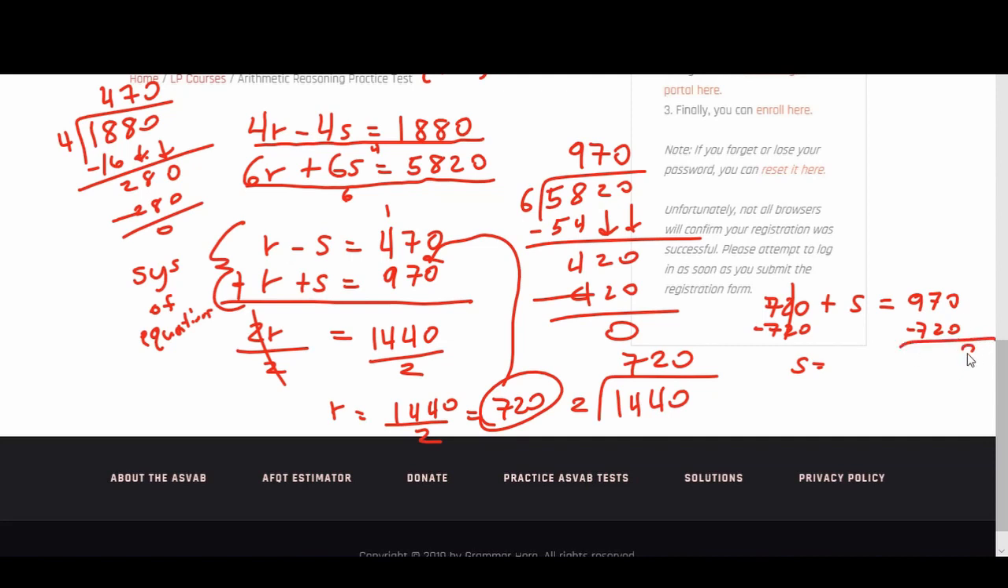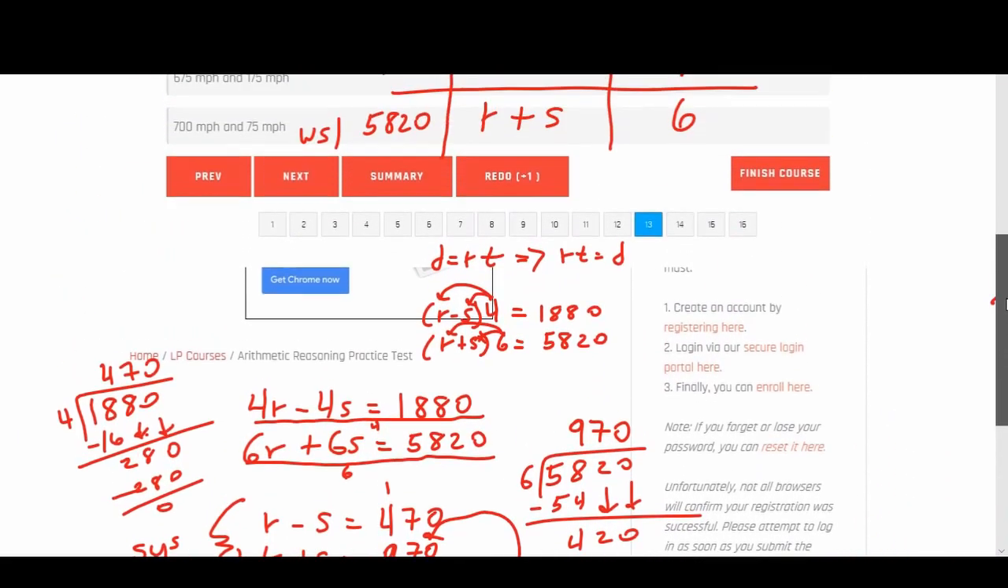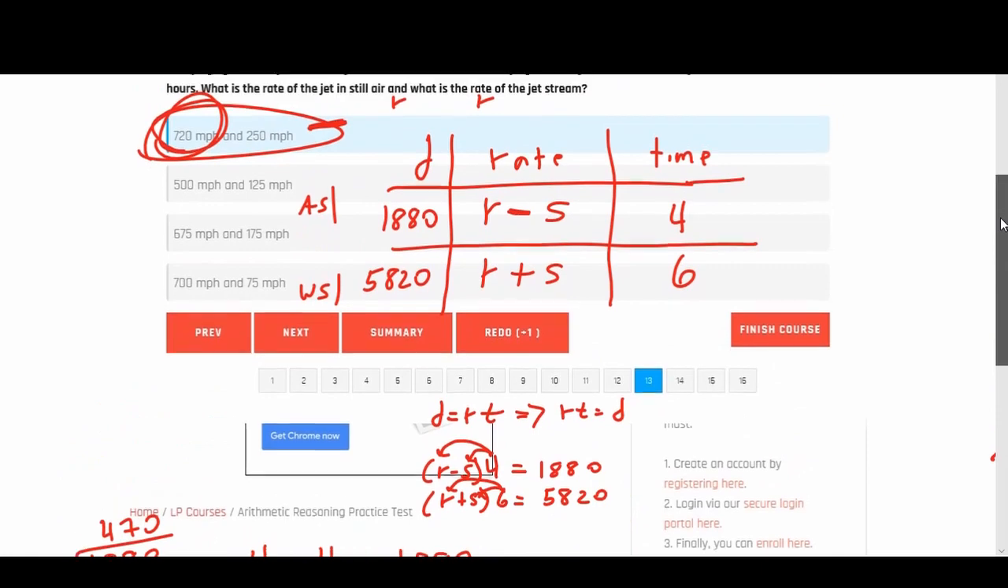0 minus 0 is 0. 7 minus 2 is 5. 9 minus 2 is 2. So we know the rate of the jet stream is 250 miles per hour, whereas the rate of the airplane is 720 miles per hour. Okay? Fairly difficult problem.